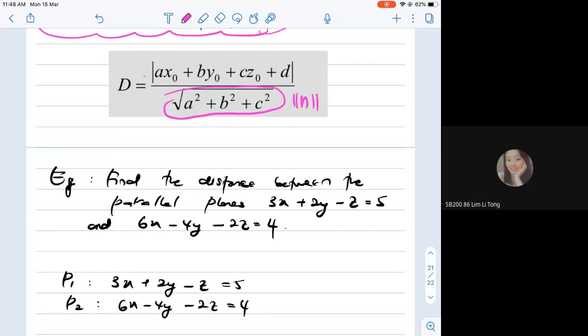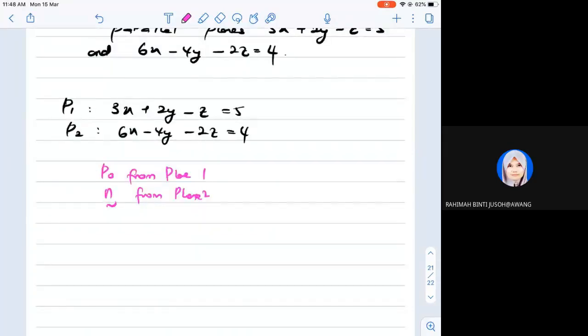Yes, doctor. You tak boleh ambil P0 dengan n daripada plane yang sama. Kalau tak ada distance lah. Faham? So you kena ambil salah satu. Kalau you consider normal vector daripada plane 1, you kena ambil P0 daripada plane 2. Okay, sekarang ni you choose. You nak ambil P0 daripada mana? Saya ikut you all. Plane 1. Nak mudah kan?